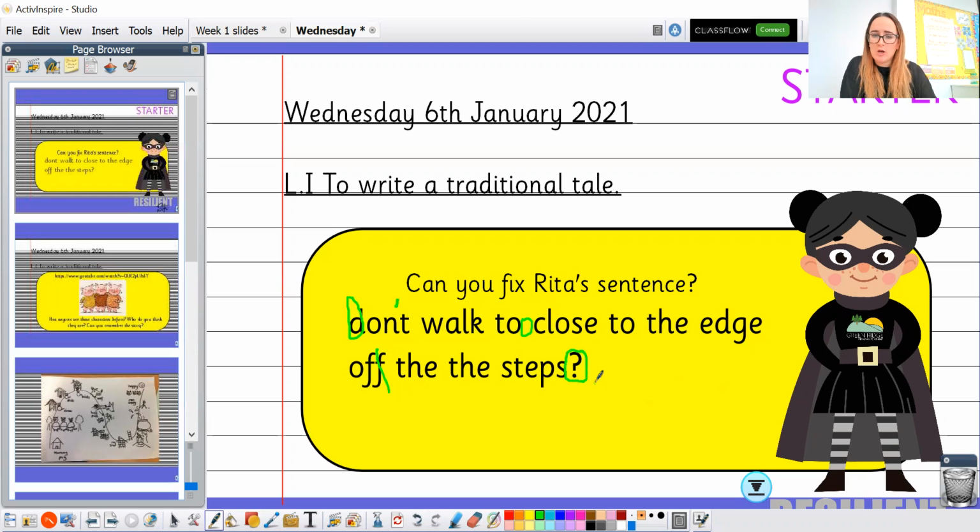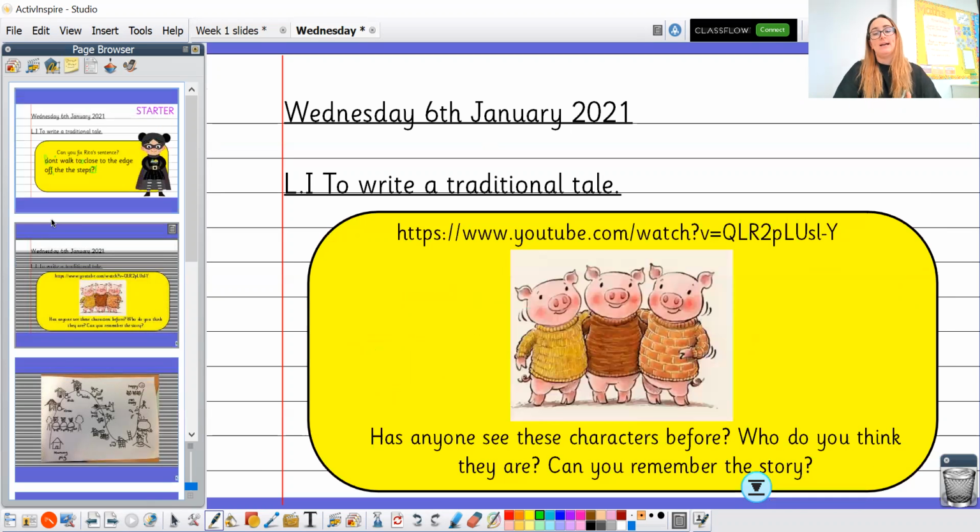And why have we got this? Do we need a question mark? No. So we will do a full stop. Don't walk too close to the edge of the steps, full stop. Or you could have done an exclamation mark there if you wanted to as well. So well done if you've got them. If you've got any more that I haven't spotted, please feel free to change your sentence on your piece of paper now.